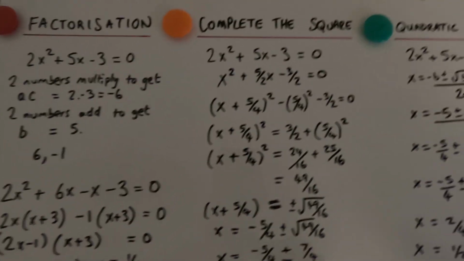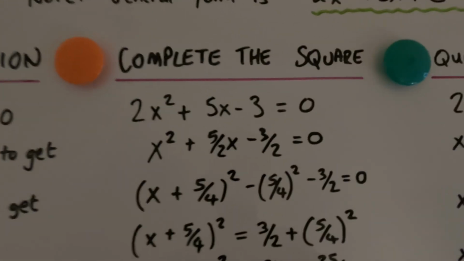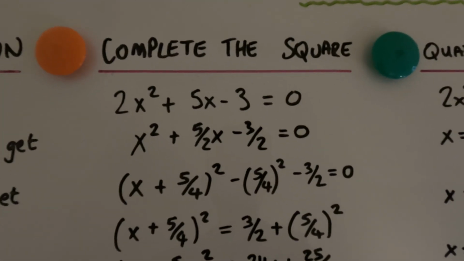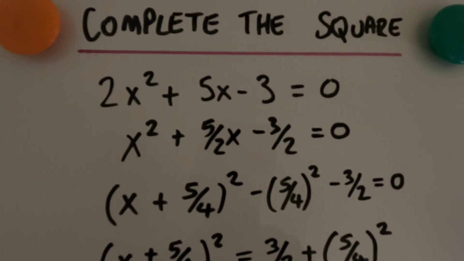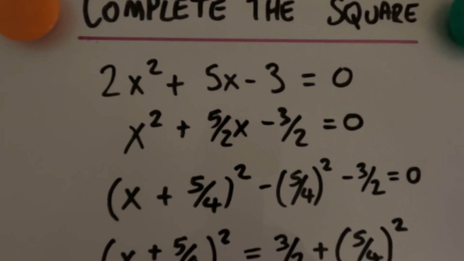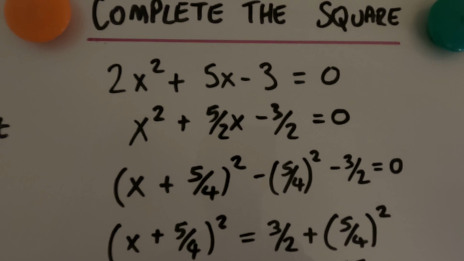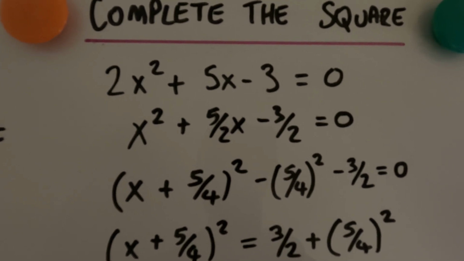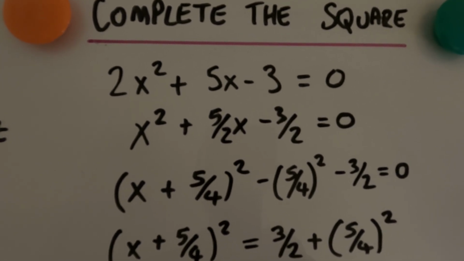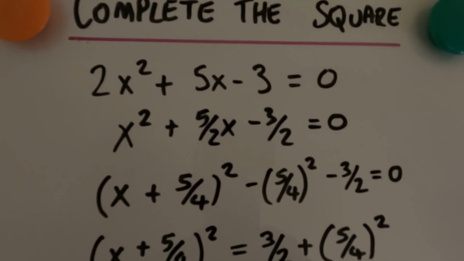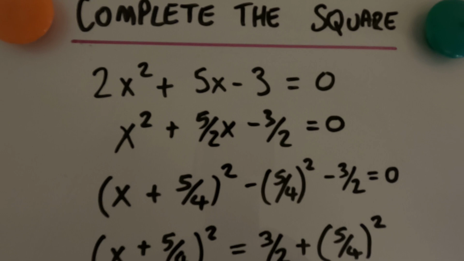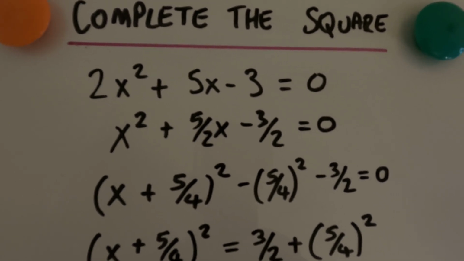Okay, so now we're going to move over to complete the square. It's a little bit more complicated. So in complete the square, again, I'm going to write the original problem down. So 2x squared plus 5x minus 3 equals 0. But I need to check the a value. Coefficient of x squared is 2. So I need to make that 1. I need to get rid of that 2. So divide across by 2, we get x squared plus 5 over 2 x minus 3 over 2 equals 0.